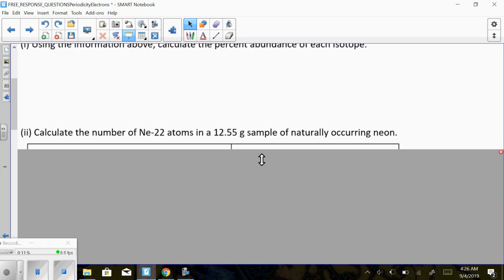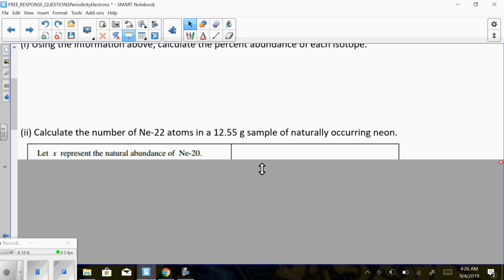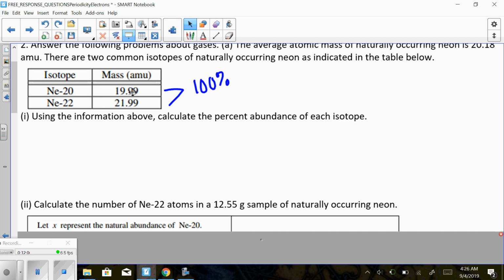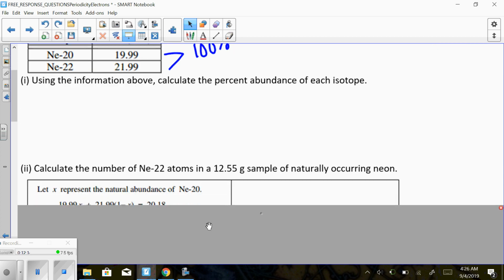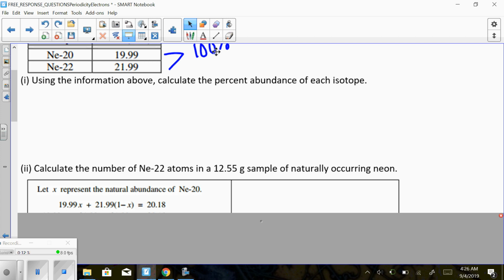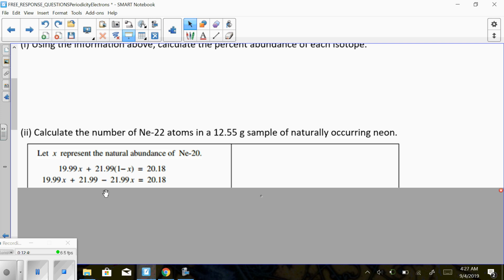So if we look at this, we're going to let X represent the abundance of neon 20. So this is represented by X. Now, we don't want this to be another variable, so we're going to let neon 22 be 100% minus X, or 1 minus X. And so if you have these 2, it's kind of like taking the average. If you have 19.99 times X plus the mass of this isotope times the abundance of 1 minus X, and all of that equals the average atomic mass, then it's just simple algebra. The hard part is probably setting up this relationship.